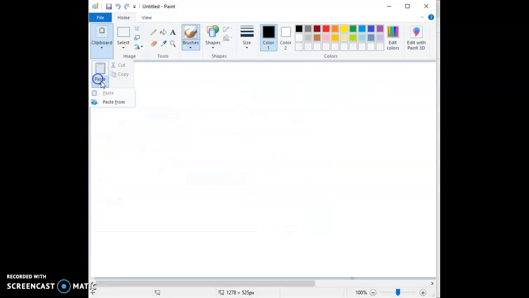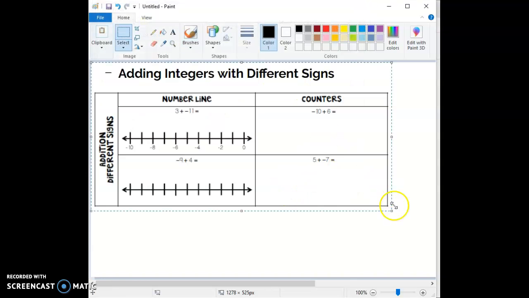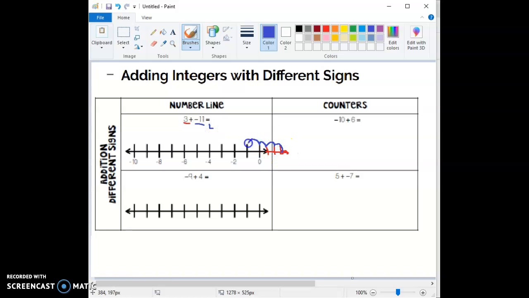Then if we come up here, we're going to look and see what happens if we have different signs. I'm going to go ahead and model them again so you can see how it works. Right here, I'm going to put a point at 3. And then I see that it's -11, so that means I have to go left. 1, 2, 3, 4, 5, 6, 7, 8, 9, 10, 11. Okay, I stop at -8, so that's my answer.